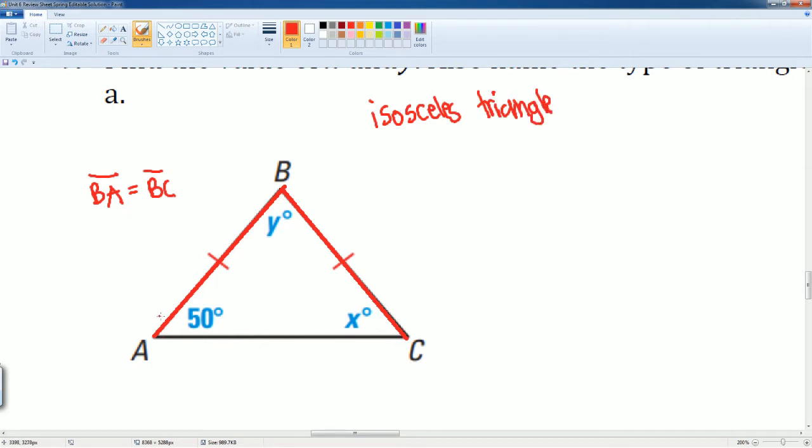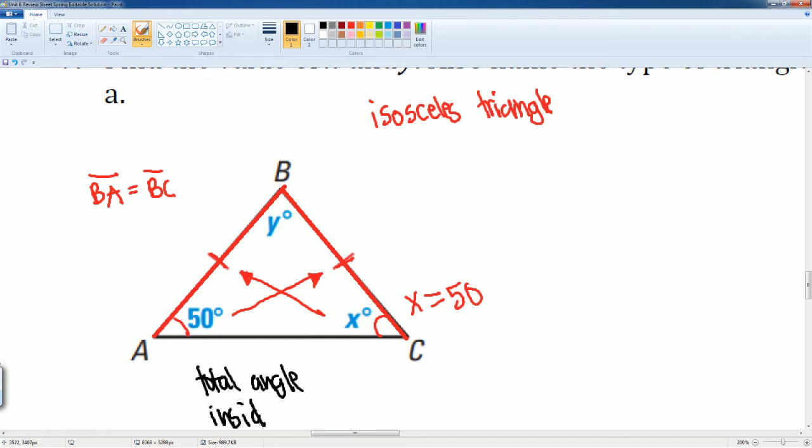From an isosceles triangle, we know that if these two sides are the same, so watch me draw the angles, these two opposite angles are also going to be the same. So if this is 50, this also has to be 50. So x is equal to 50. Now that we know this, we need to get y. We know that the total of the angles inside a triangle is equal to 180. So we can now solve.